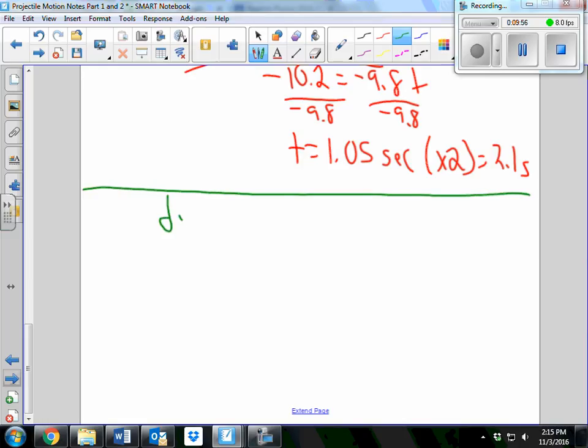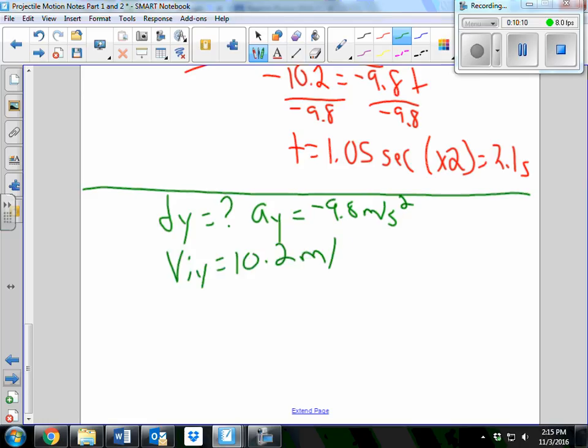So how high did the object go? Well, we have d of y, we have a of y equals negative 9.8 meters per second squared. We have VIY, which is 10.2 meters per second, and we know our time, but in this case, we only want the time from the top to the bottom because we're trying to figure out the height. So we're actually going to use 1.05 seconds. So what equation do we use?